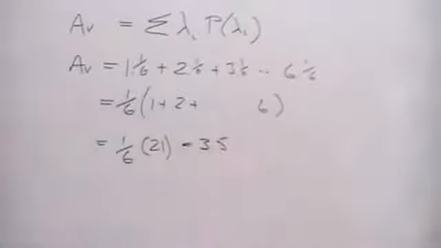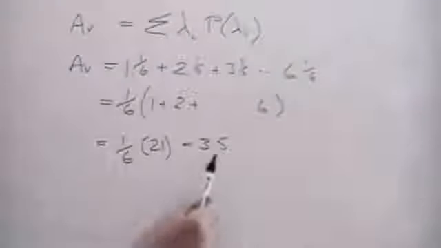So the average value of the numbers that you will see on the face of a dice, if you throw it many times, is 3.5. If you add up all those numbers and divide by the number of throws, it will come to 3.5.